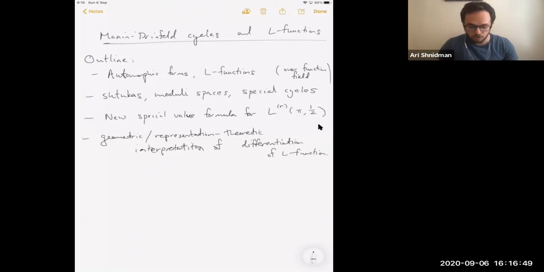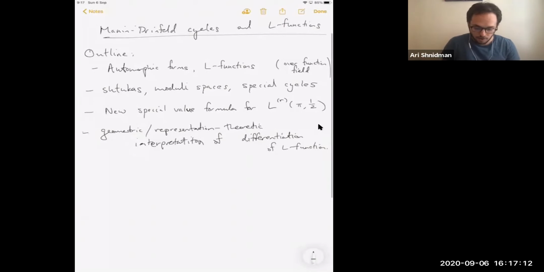And so then I'll give a new formula for the Taylor series at the central point of an automorphic L function of π over PGL2, at least in certain cases, I suppose. And the formula will be in terms of the geometry, in terms of these moduli spaces of Shtukas and the special cycles on them. And then at the end, with the little time that I have, I'll try to say something about the proof and what I like about this result.